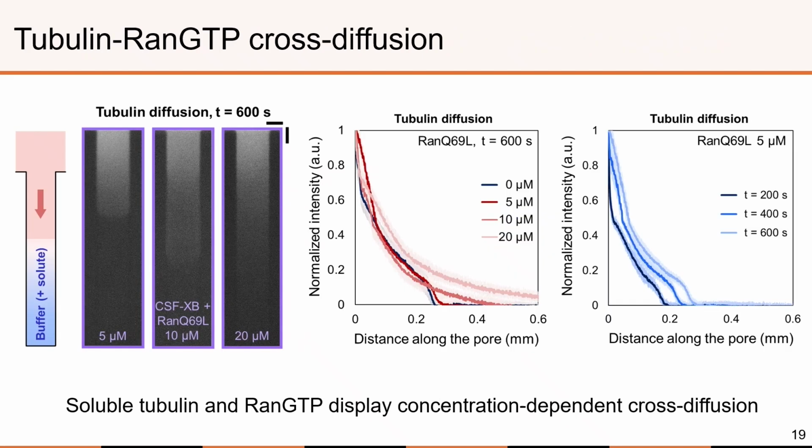Therefore, we investigated the cross-diffusion behavior of tubulin and RanGTP separately and found out that the tubulin diffusion was enhanced at higher RanGTP concentration gradients. It must be that in the microtubule experiments with RanGTP, the generation and diffusion of the depolymerized tubulin is never negligible and is always affecting the diffusiophoretic behavior of microtubules.